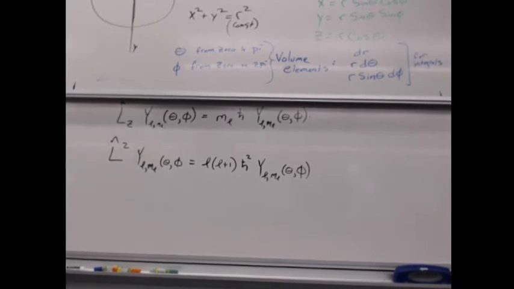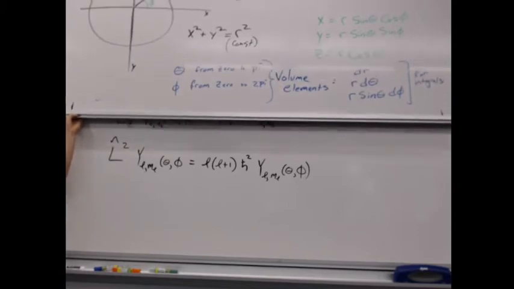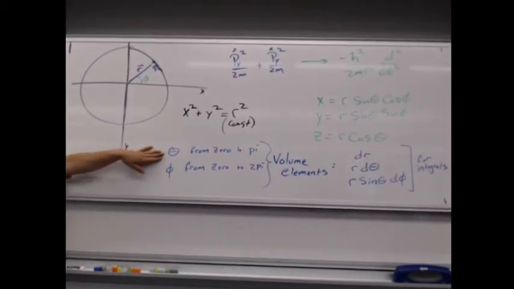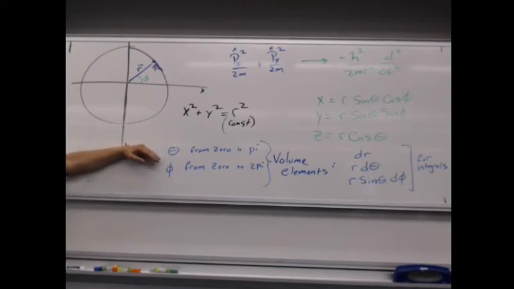I'm going to hold off on writing what these functions look like. They've got a bunch of pi's, cosines, things like that. These functions are called spherical harmonics, and they are solutions to the three-dimensional rotator. Right now, we're going to restrict ourselves to this situation where instead of letting theta run from 0 to pi, we're just going to say theta is a constant.